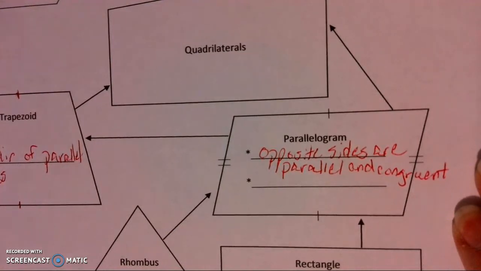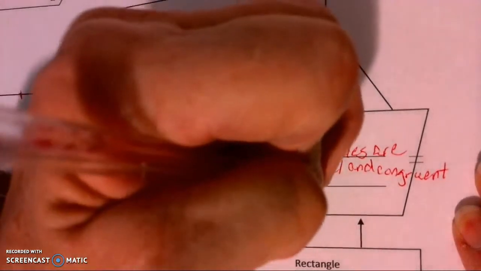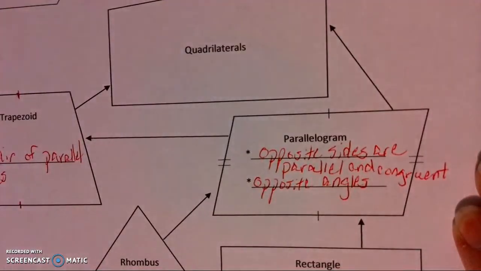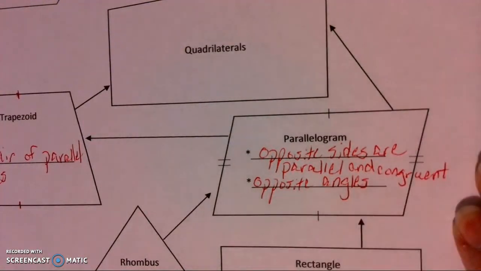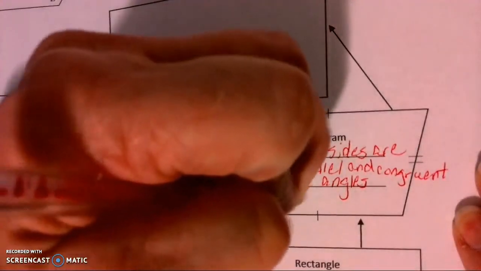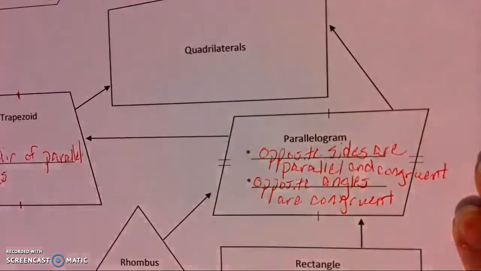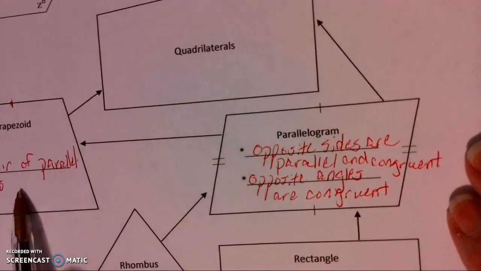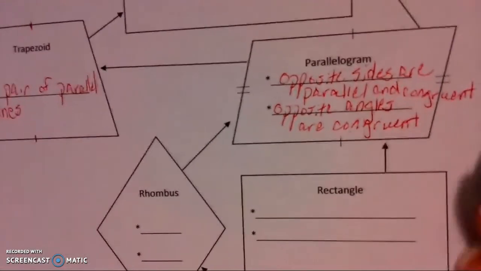In a parallelogram, the opposite angles are also congruent. So in my parallelogram, not only are my opposite sides congruent, but my opposite angles are congruent. Now, a parallelogram can then be broken down into even more restrictive definitions. So a parallelogram is a trapezoid is a quadrilateral. But now let's look at some more specific conditions.